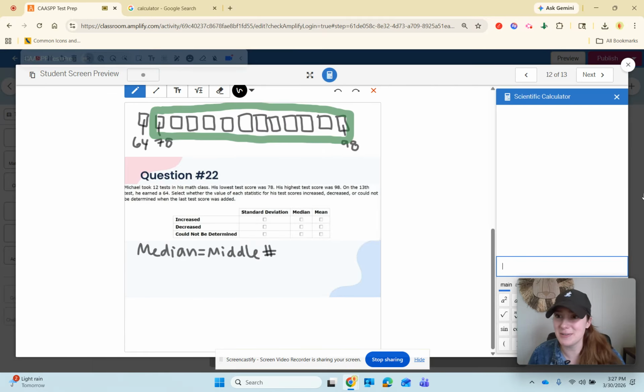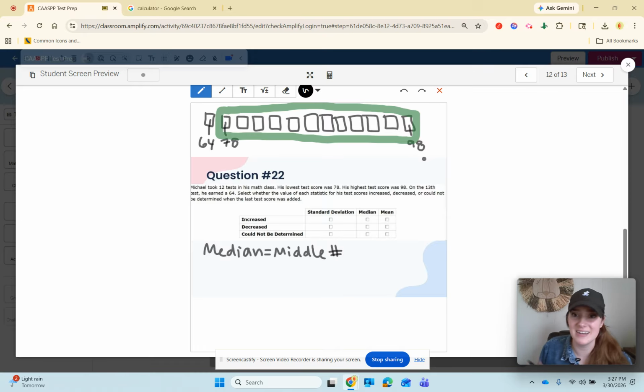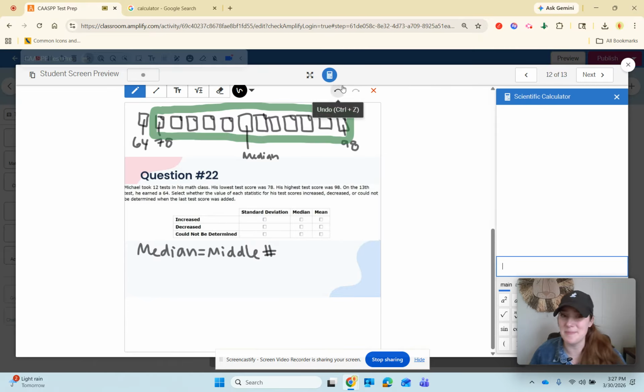Oh my gosh, 12 divided by 2 is 6. My brain, I can't. All right, so we can even count it out. 1 and 1, 2 and 2, 3 and 3, 4 and 4, 5 and 5, 6. So this was the old median, the middle. But now that we're adding another data point, now there are 13. So 13 divided by 2 should be, I want to say, 5.5.